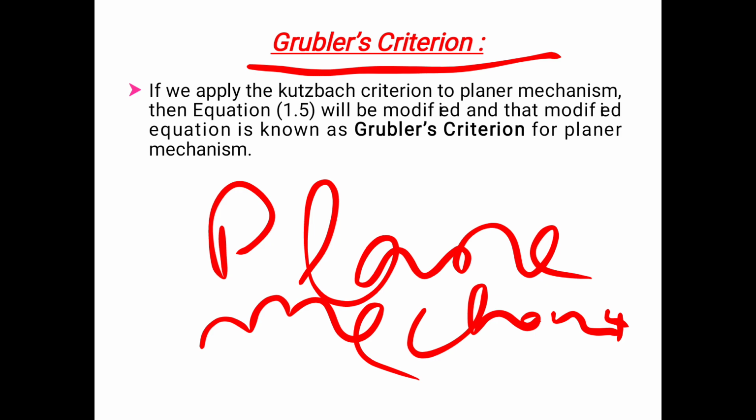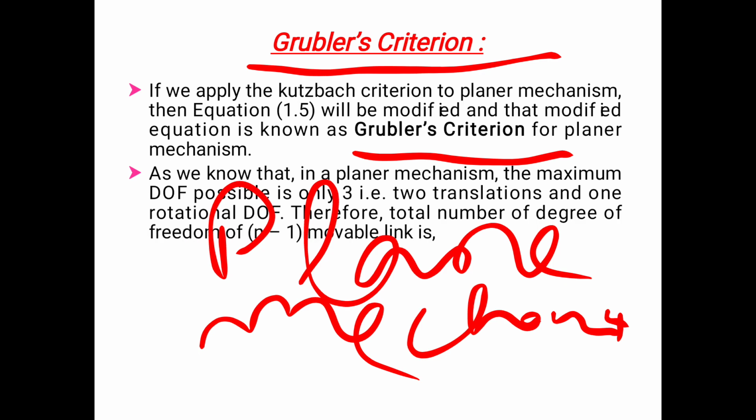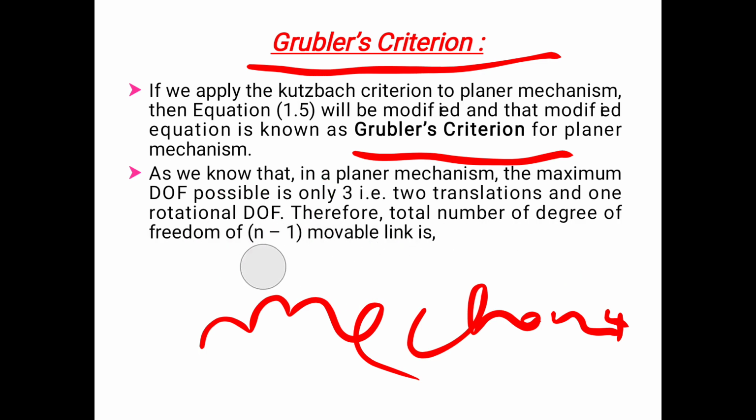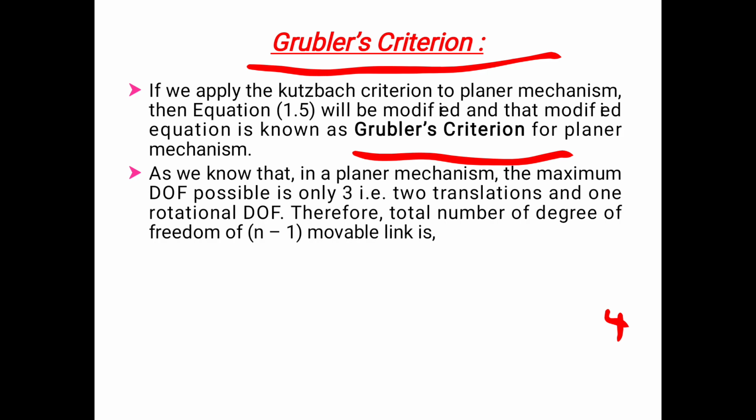If we apply the Kutzbach criterion to a planar mechanism, this equation is known as the Grubler criterion. I already told you that for a plane mechanism the total degree of freedom is only 3: 2 translatory motions and 1 rotation, or otherwise 2 rotary motions and 1 translatory motion. Generally we consider 2 translatory motions, meaning x and y translation, and only rotation in the z direction. But it might be possible to have 2 rotary and 1 translatory motion also. In both cases the degree of freedom will be a total of only 3.